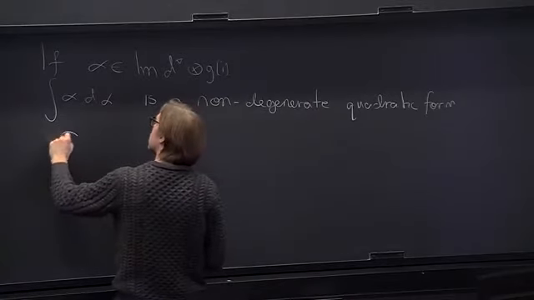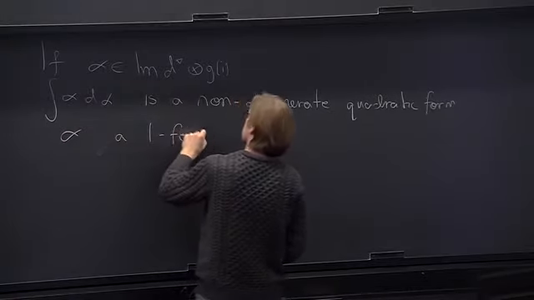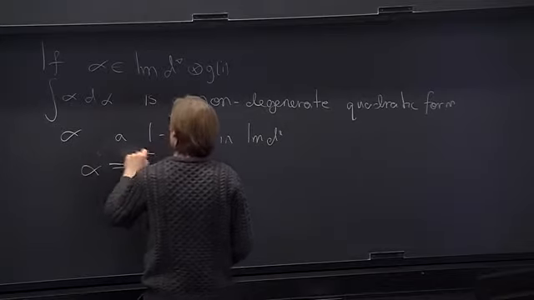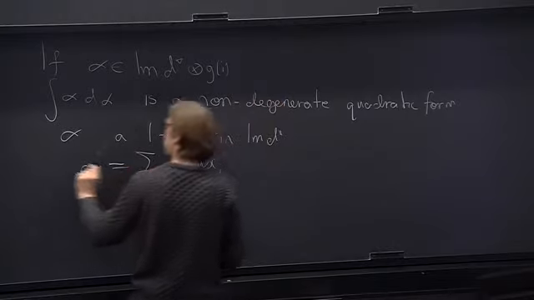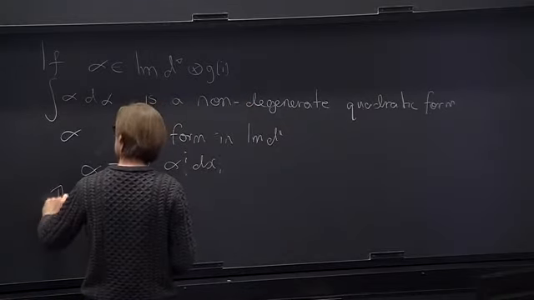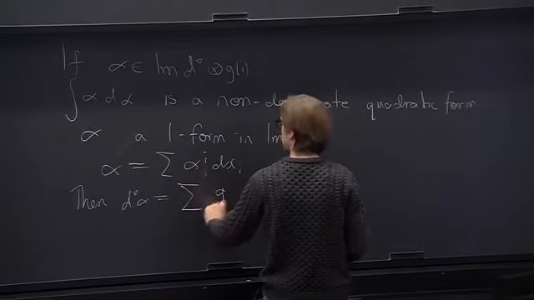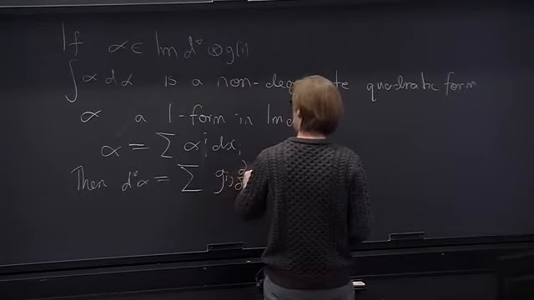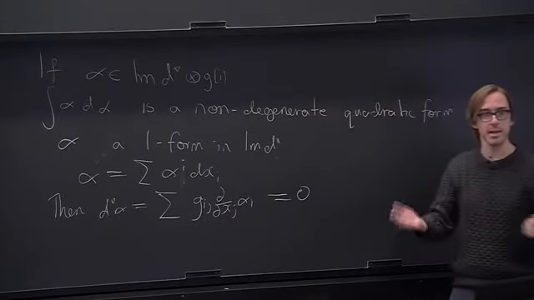So if alpha is a one form, then locally, because d star squared is 0, d star of alpha, the sum of the d_i alpha_i, is 0. So this condition is just the most standard Lorentz gauge condition.